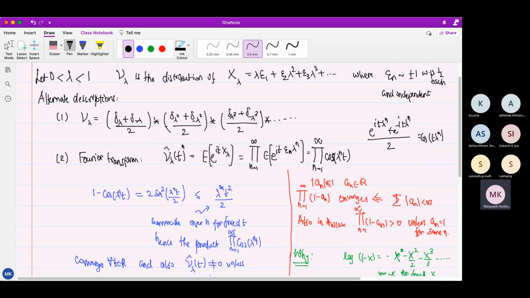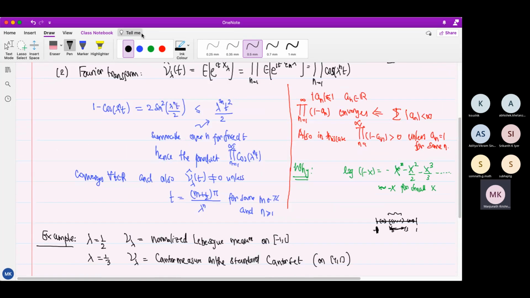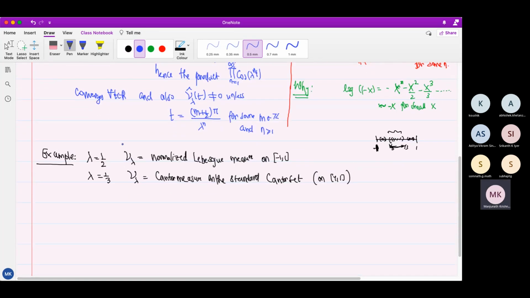Okay, so what is it that we are interested in? There is only one question we will ask about it. Okay, so the question that we will ask is: is nu lambda singular or absolutely continuous?